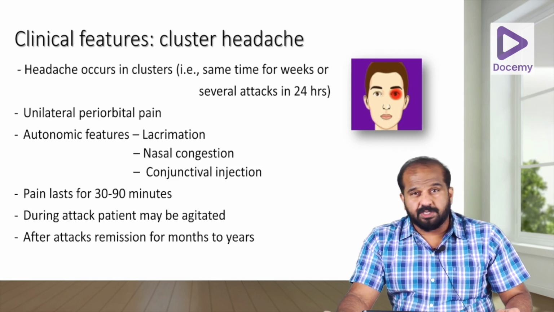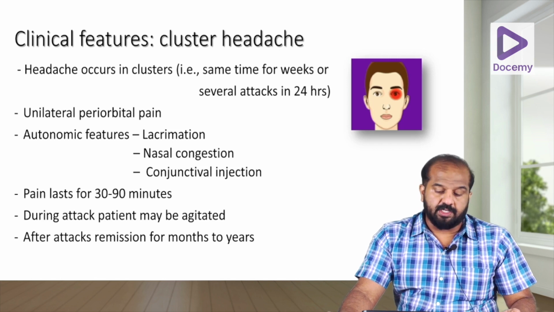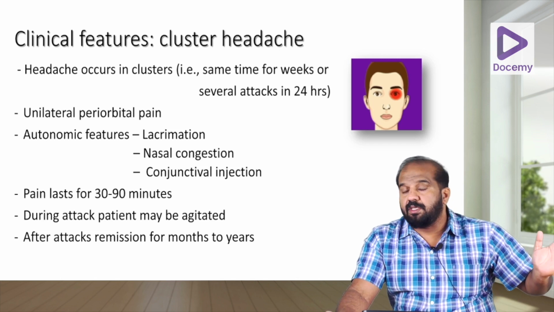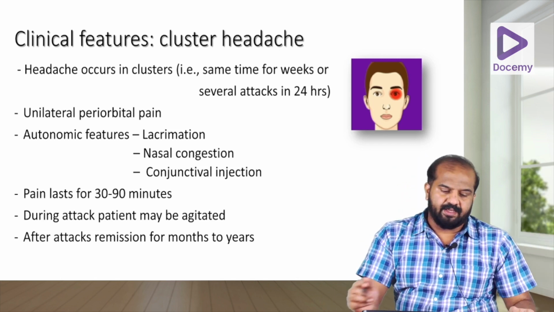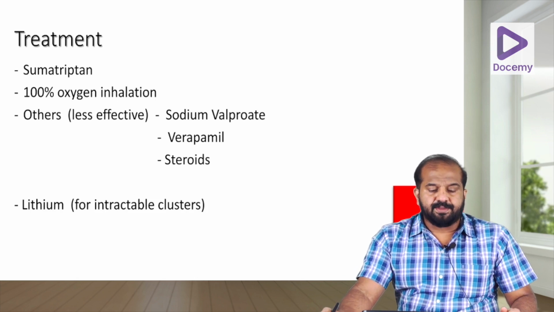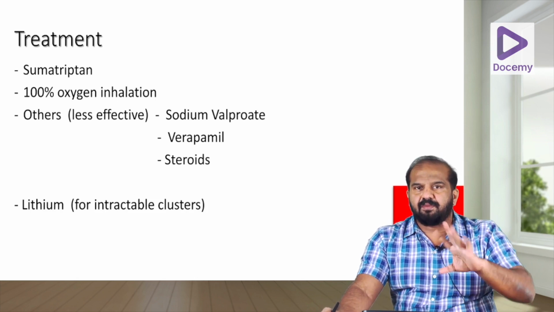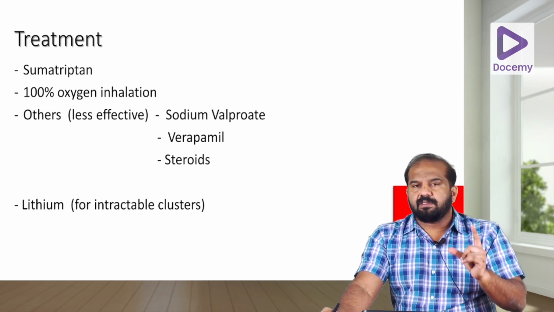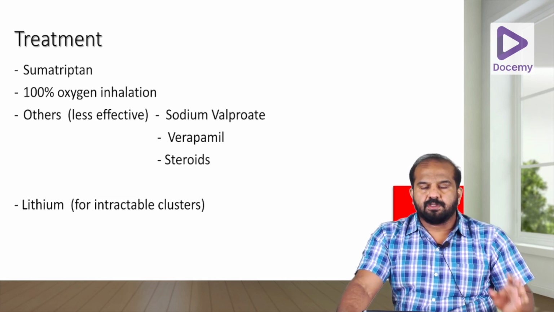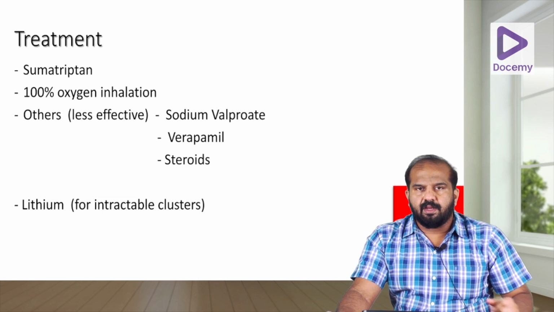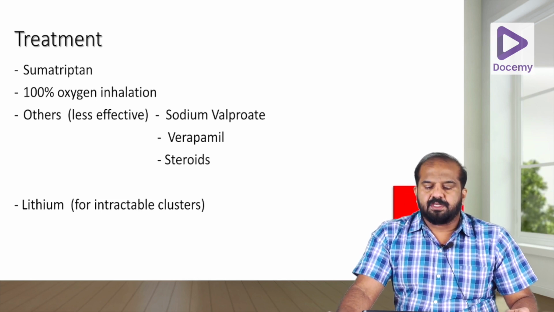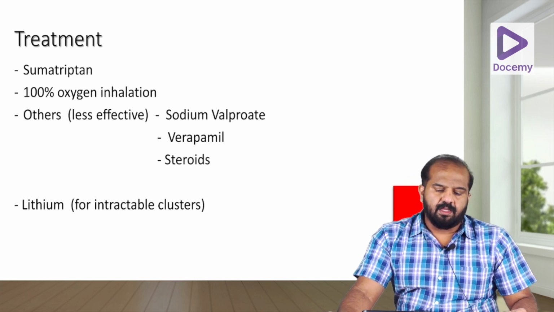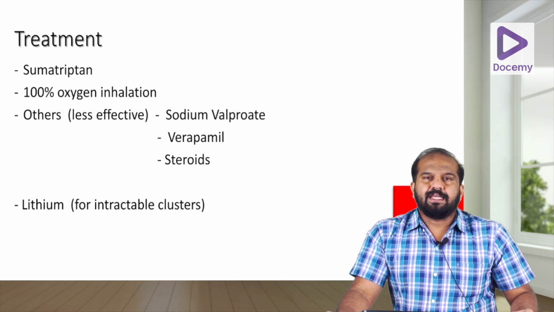During the attack, the patient may be agitated and irritated because the pain is so severe. After attacks, there is remission for months to years, a long duration of remission. Even for years, the patient will not have headache. In treatment, sumatriptan is helpful. The classical treatment is 100% oxygen. This is different from other headaches, so you have to remember this point, 100% oxygen inhalation. If you make the patient inhale 100% oxygen, the headache will get relieved immediately. Other less effective treatments are sodium valproate, verapamil, a calcium channel blocker, steroids, and lithium, which can also be tried for intractable clusters.